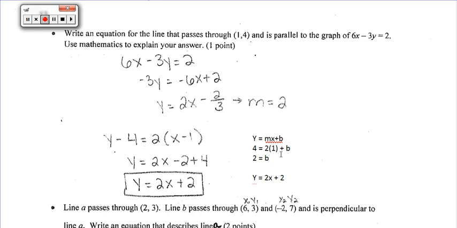For example, I know that the point 1, 4 is on the line. So I'm going to put 1 in for x, I'm going to put 4 in for y, and I just found out the slope was 2. Now once I solve for b, I get that b is equal to 2, and therefore the equation is y is equal to 2x plus 2.